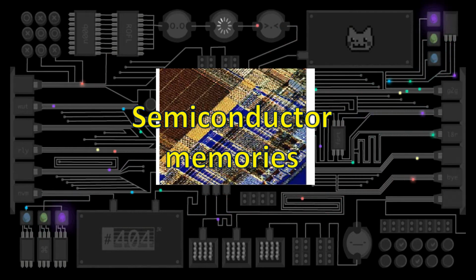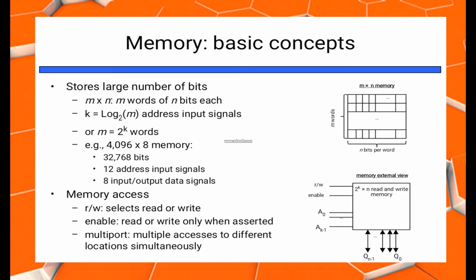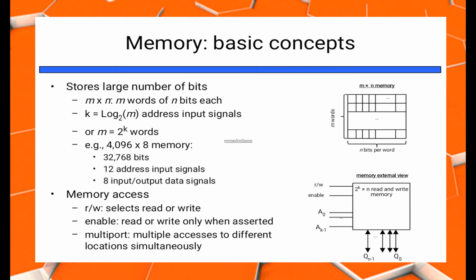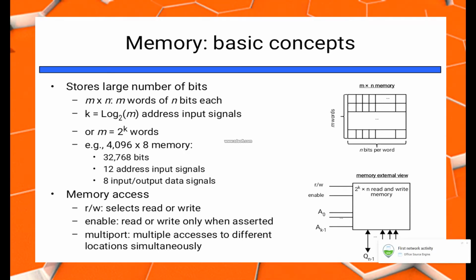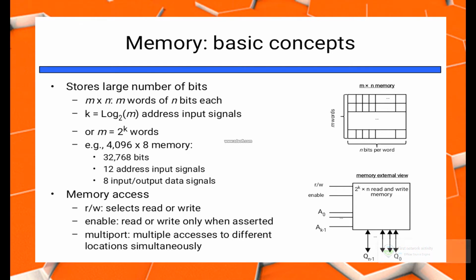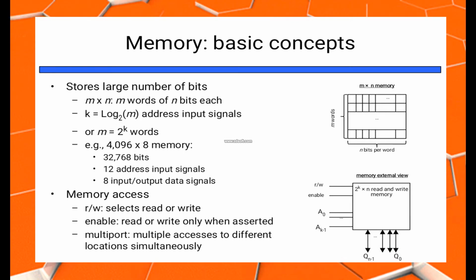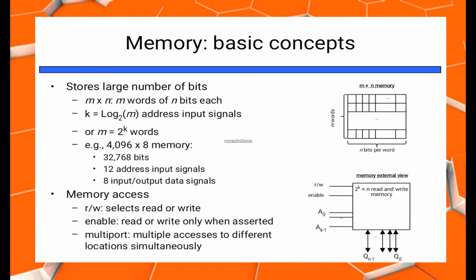Coming to semiconductor memories, we need to understand the basic concepts before we can start on memory. The basic concepts are: memory stores a large number of bits, m times n, that is m words of n bits each, with k address input signals where m equals 2 to the power k words. For example, a 4096 by 8 memory is 32,768 bits. It needs 12 address input signals and 8 input output data signals.